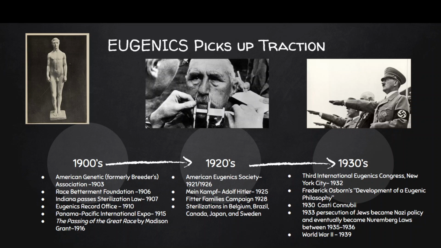In 1933, persecution of Jews became Nazi policy and eventually became the Nuremberg laws between 1935 and 1936, eventually leading to World War II in 1939.